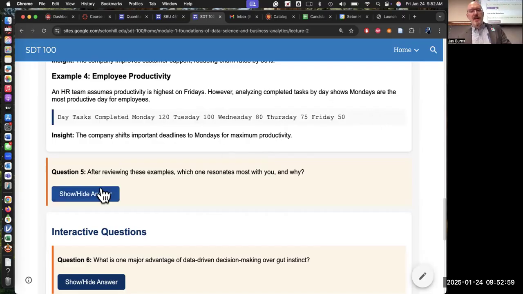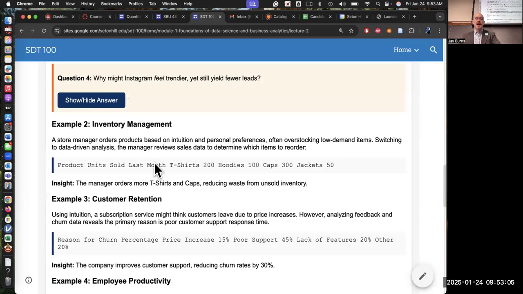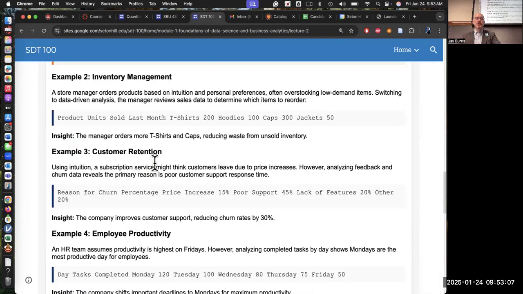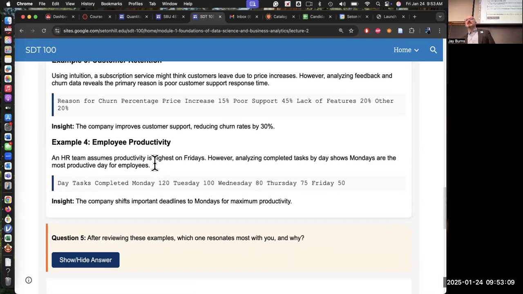Okay, so after reviewing these examples, which one resonates most with you and why? And by these examples, I mean example 1, 2, 3, and 4. Which one resonates the most with you, of like, yep, that makes sense, that's why you need to do data-driven decision-making? Just shout it out. Which one do you like more? I was just kind of curious because I just wrote this for the first time for this class.